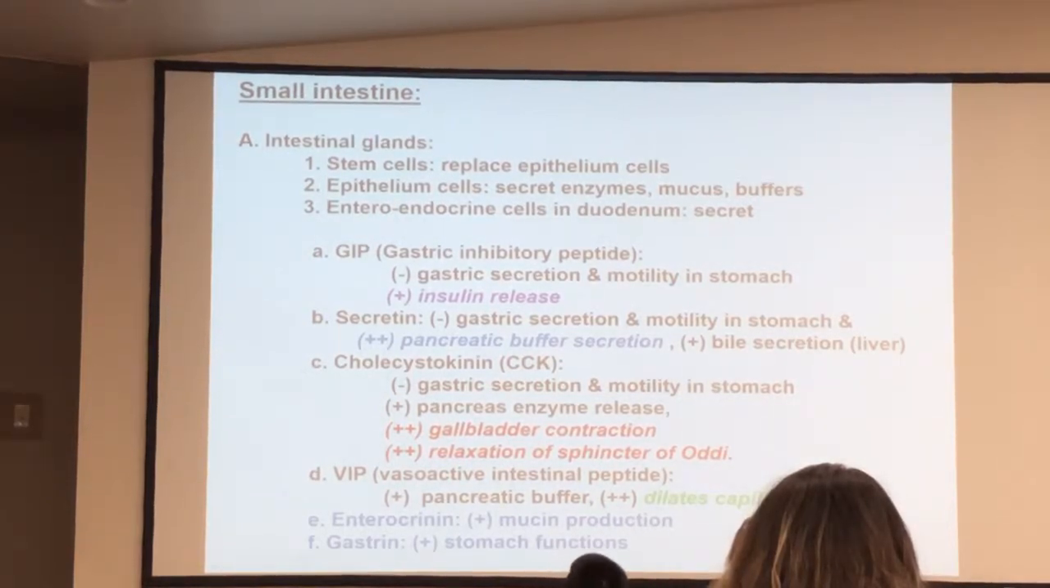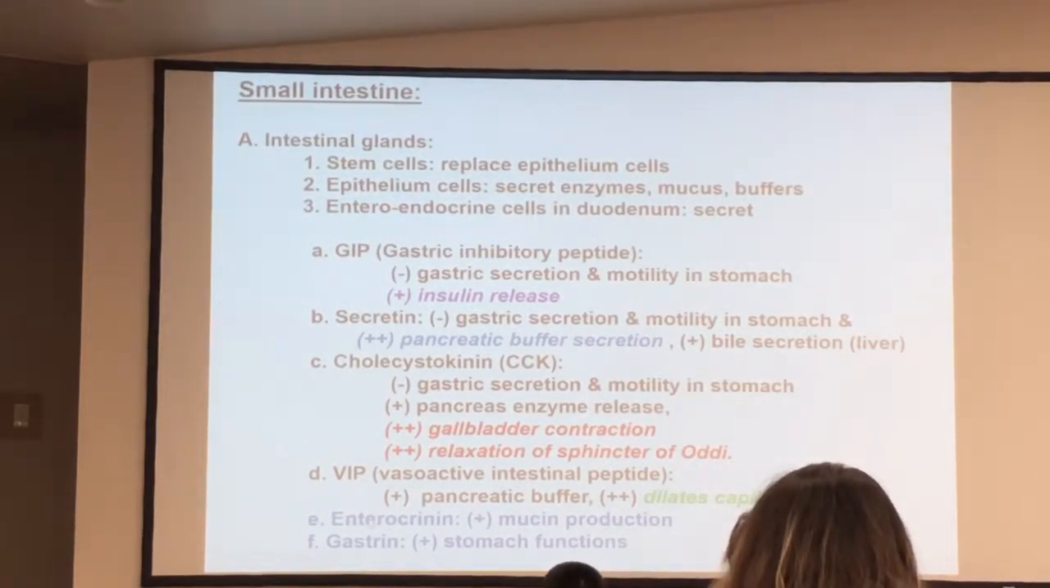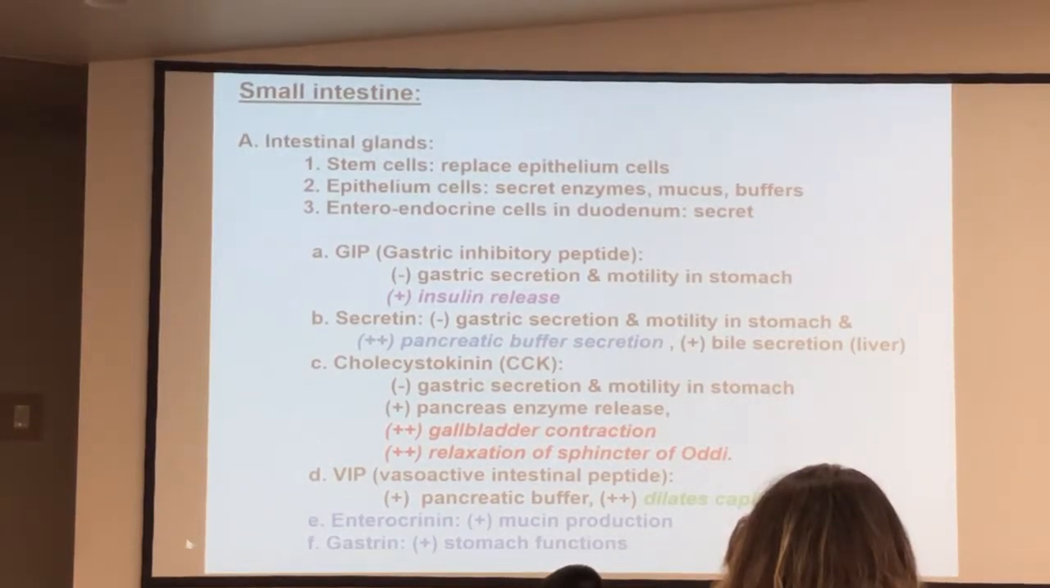They also have the new one. I put different colors because it is only in the new edition textbook. They have enterokinin. It increases mucin production, coating the surface. They also produce a little bit of gastrin, increasing stomach function. That means from the very beginning, when food only reaches the stomach, the stomach and the first part of the duodenum can all produce gastrin.